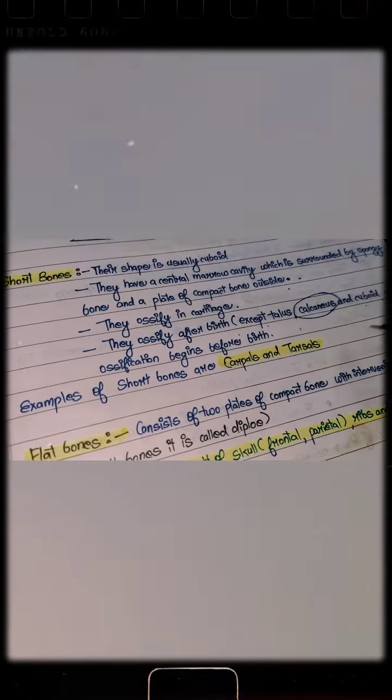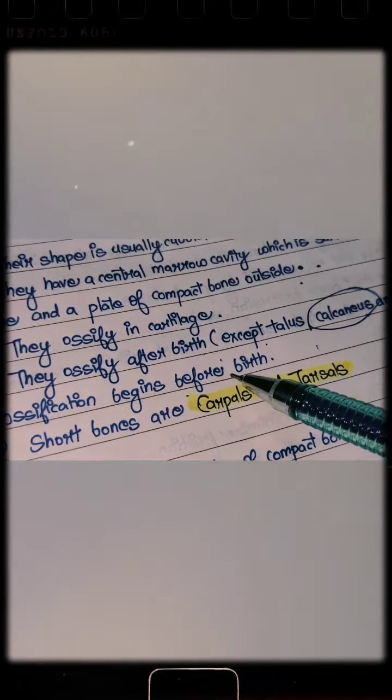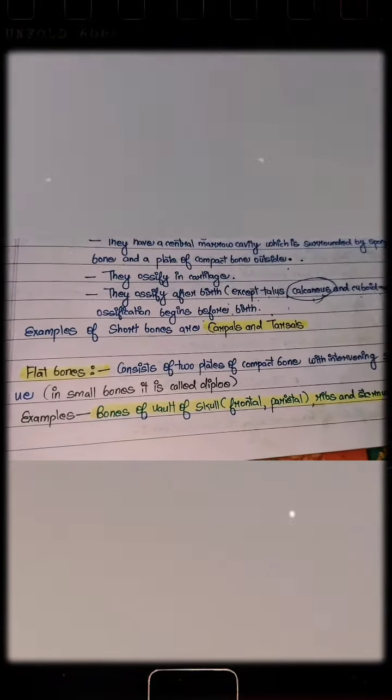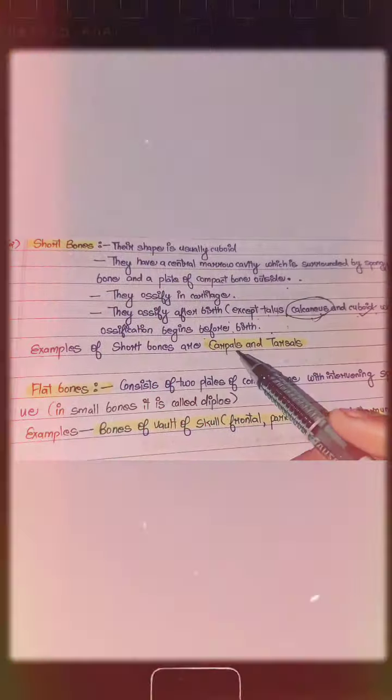Calcaneus is the heel bone. In the cuboid, ossification begins before birth. Normally ossification begins after birth, but there are three exceptions: talus, calcaneus and the cuboid. Now coming to examples of a short bone. What are the main examples? It's carpals and tarsals.